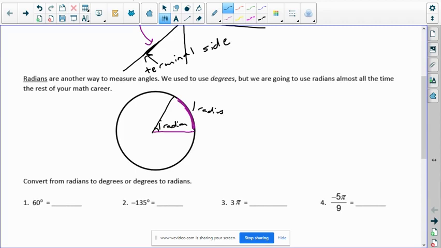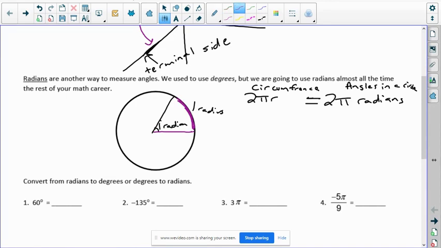So we would be able to see that if you have 2 pi r being the circumference, then 2 pi radians should be the angles in a circle, where a radian is the angle that it takes to be 1 radius of length.